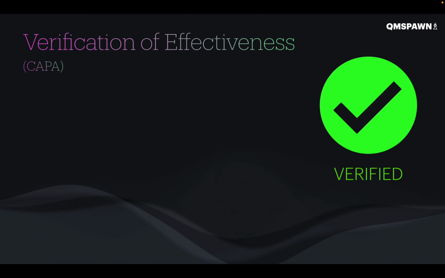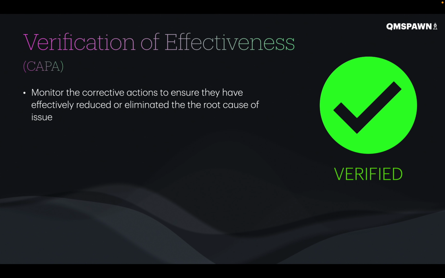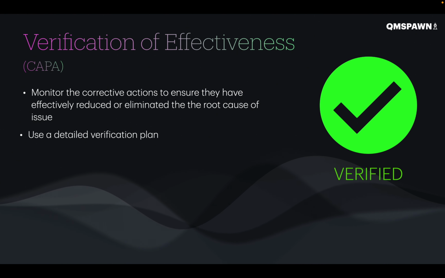And then it's time to verify the effectiveness of our corrective actions. Essentially what it means is to monitor your process and monitor those changes to ensure that you effectively reduce or eliminate the root cause. Now in certain circumstances you are not going to fully eliminate the root cause or the defect, so it's really important here to have a detailed verification plan.